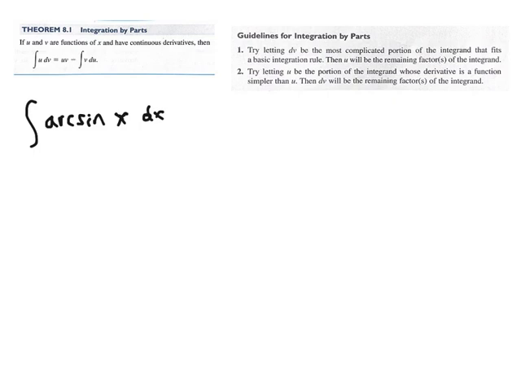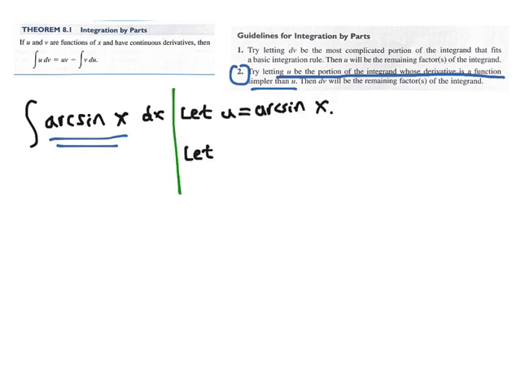So in this problem, we want to find the indefinite integral of arcsine of x dx. We actually know how to find the derivative of arcsine, so naturally we're going to let u be the portion of the integrand whose derivative is a function simpler than u. In this case, just because we know how to find the derivative, that would seem to be the logical choice. So if we let u be the arcsine of x, the remaining portion of the integrand would be dv. So dv would be dx.